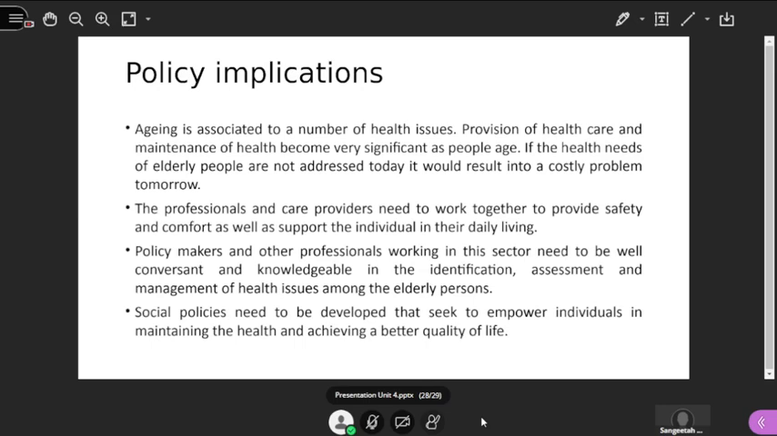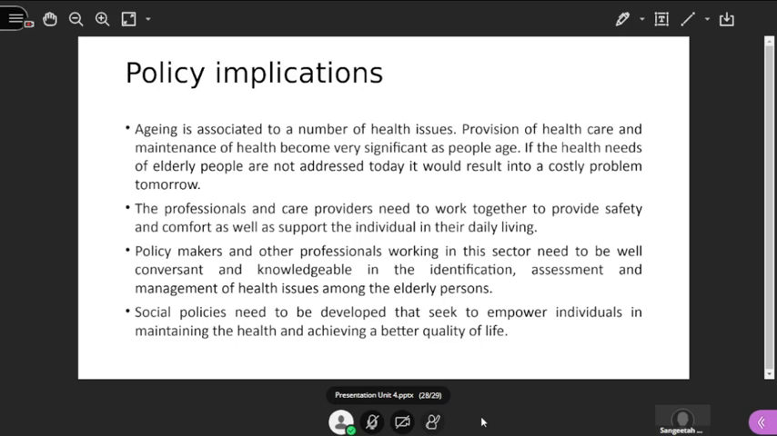So aging is associated to a number of health issues, as we have seen. Provision of healthcare and maintenance of health become very significant as people age. If the health needs of elderly people are not addressed today, it would result into a costly problem tomorrow. The professionals and care providers need to work together to provide safety and comfort as well as support the individual in their daily lives.